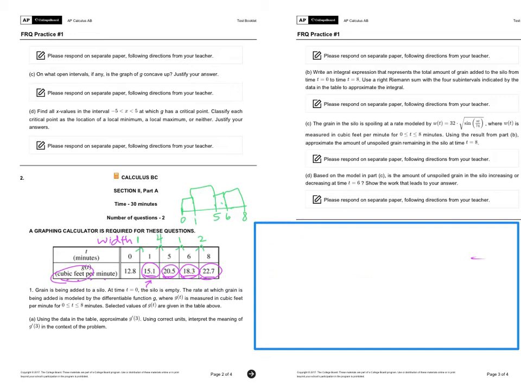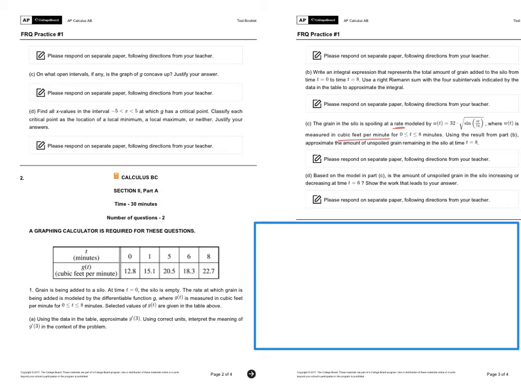Now, part C says, the grain in the silo is spoiling. So you're adding some in, okay, at this time, and then it's spoiling, where W2 is measured in cubic feet per minute. So again, it's a rate. So, okay, first of all, it says it, but you can look at the units and tell that it's a rate. Using the result from part B, approximate the amount of unspoiled grain remaining in the silo at t equals 8 minutes.